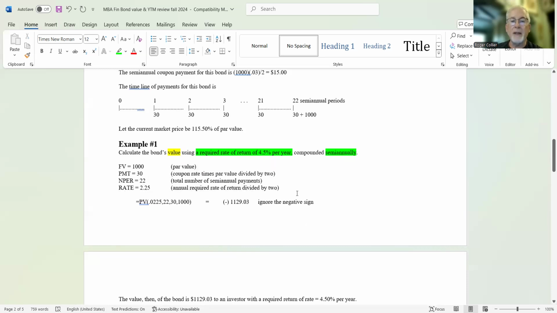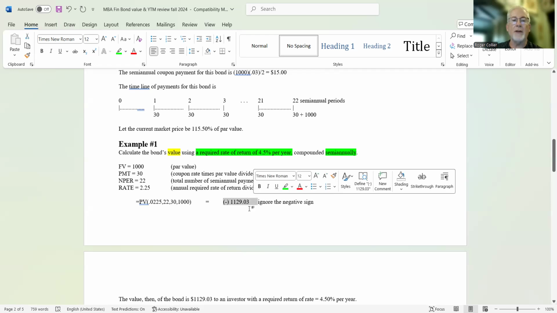Okay, put it into the Excel, equals PV. First is the rate. Here's 2.25% or 0.0225. Next is the number of periods, 22. Then the payment, and that refers to the coupon payment. And finally, the $1,000 future value. I close the parentheses, hit enter, and I get minus 1,129.03.